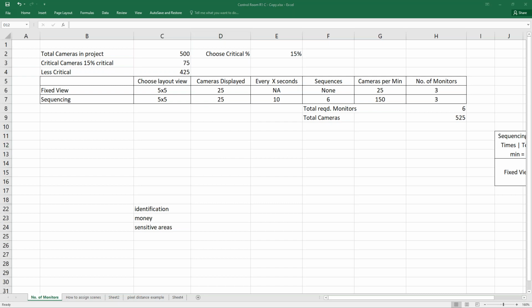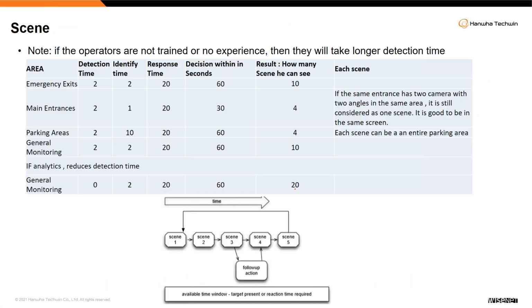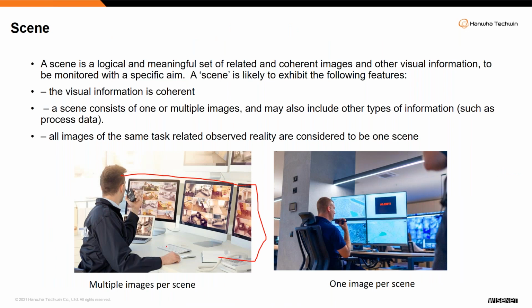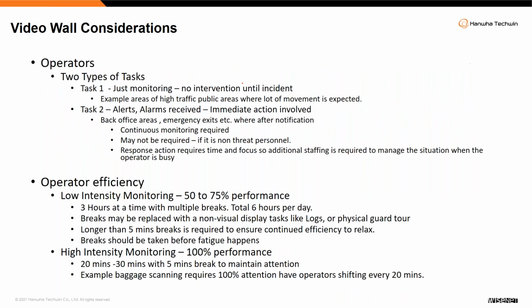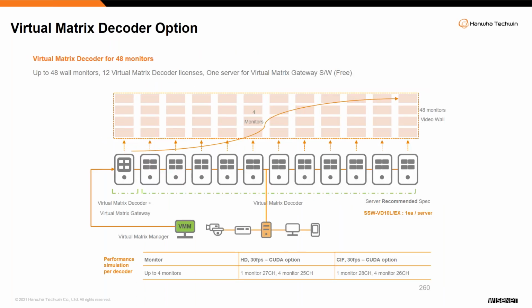So when you go to the monitor layout, where is the operator? In front of him, you should show all these critical cameras continuously. The rest you can put in front of a video wall. You can show all the rest of the cameras there, and you can use a feature called sequencing. What is sequencing?